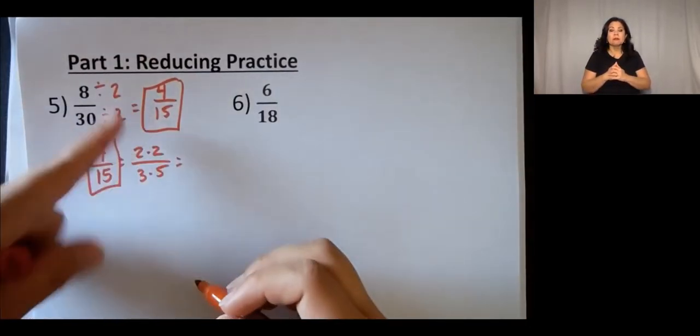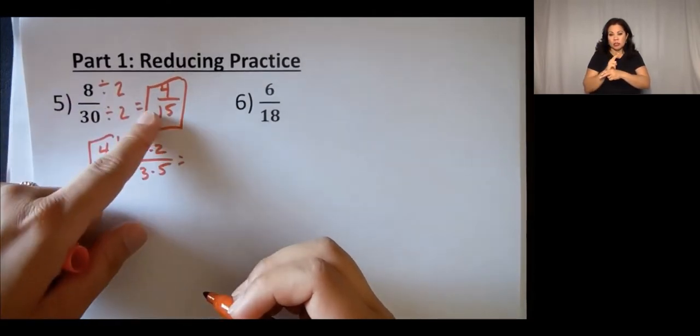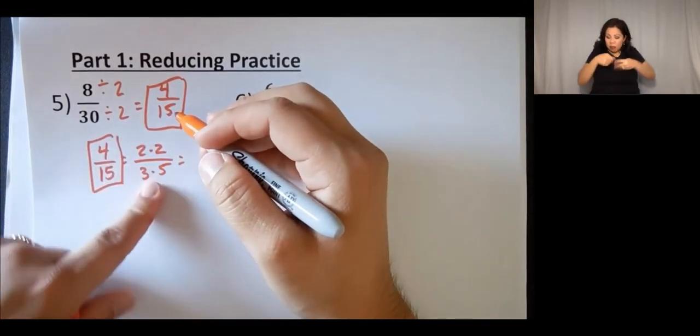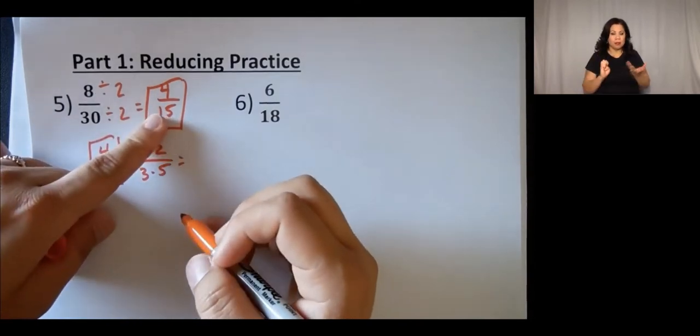So right here, I did something a little different. First, I found a common factor. And then I wasn't sure if there was another common factor in there, so I just broke it down into primes, and I can clearly see nothing cancels. So that means that's the simplified version.